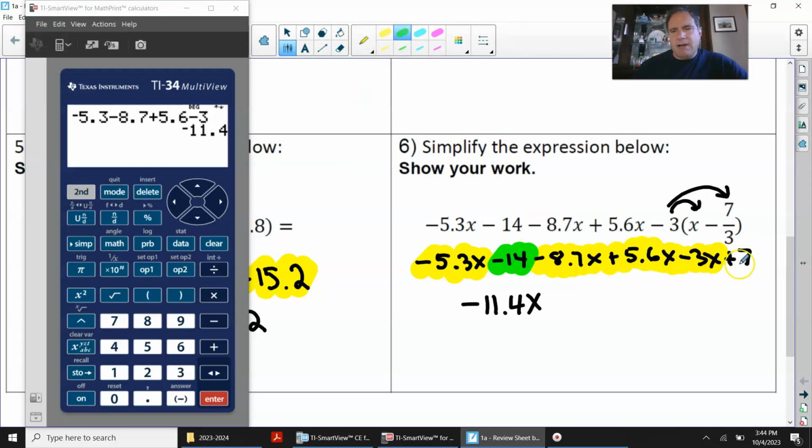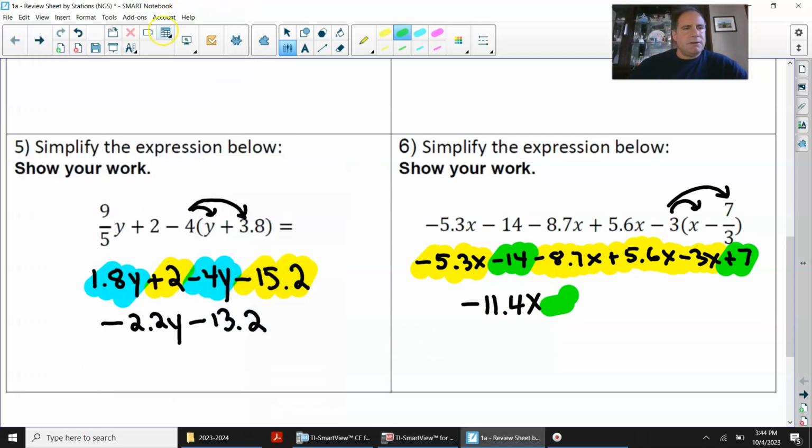So the next thing that I'm going to do is I'm going to combine all the numbers without variables, and there's only 2. So I'm going to go negative 14 because that's what I'm reading, plus 7. And negative 14 plus 7 is a negative 7. And that is my answer.